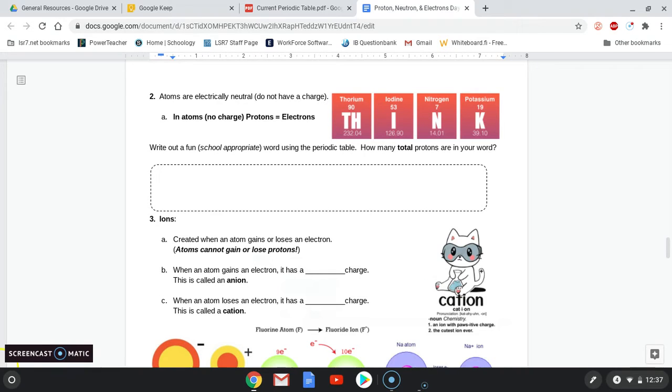Okay, now that we've looked at the periodic table, this is kind of a fun thing I do in class where you can create a word from the periodic table.